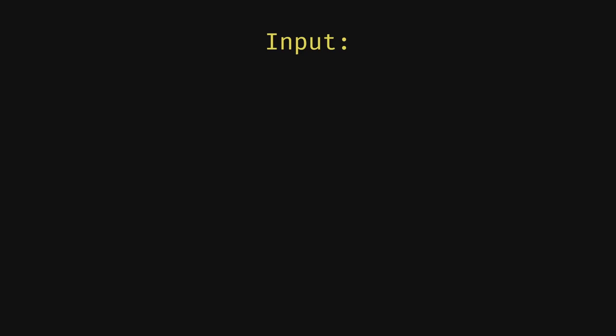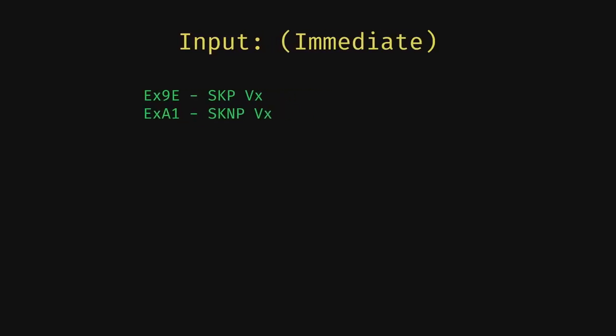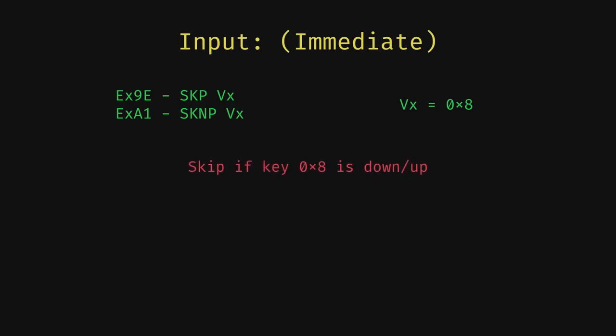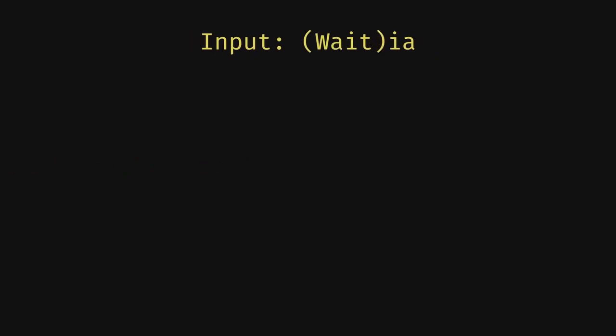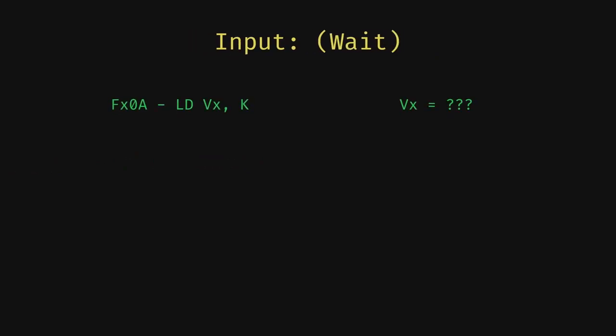With regards to asking for key input, Chip-8 has 2 methods. One of them is quote-unquote immediate mode. The chip looks at the state of the key currently and skips an instruction if the key is in a certain state. The other is wait mode, where the chip will wait for any input and the value of the next key that is pressed is put in a specified register. Now this second instruction is quite interesting to implement.